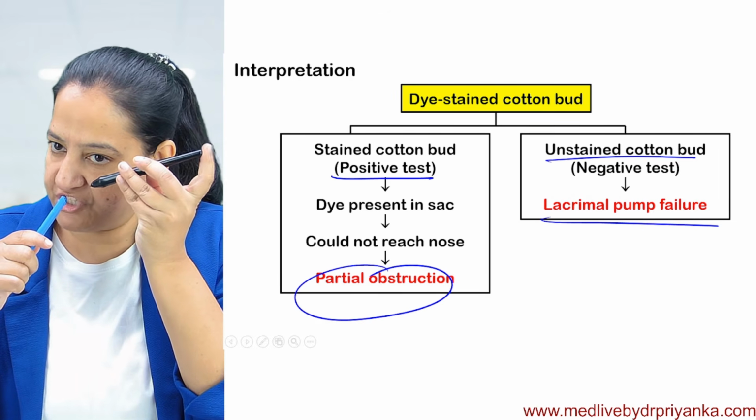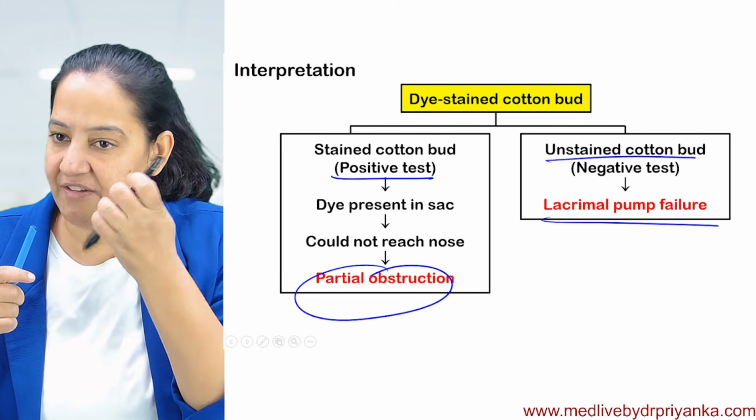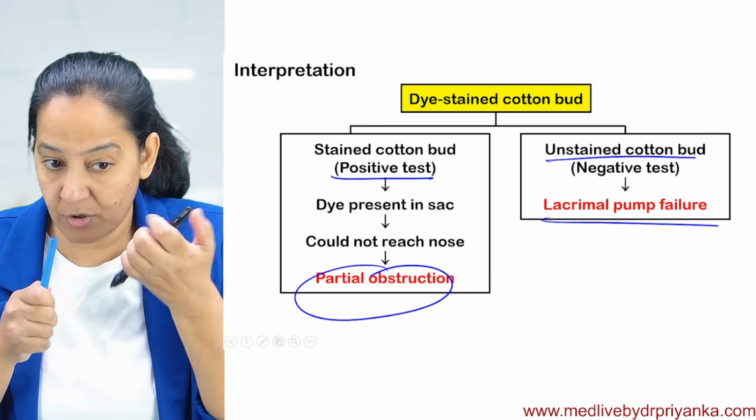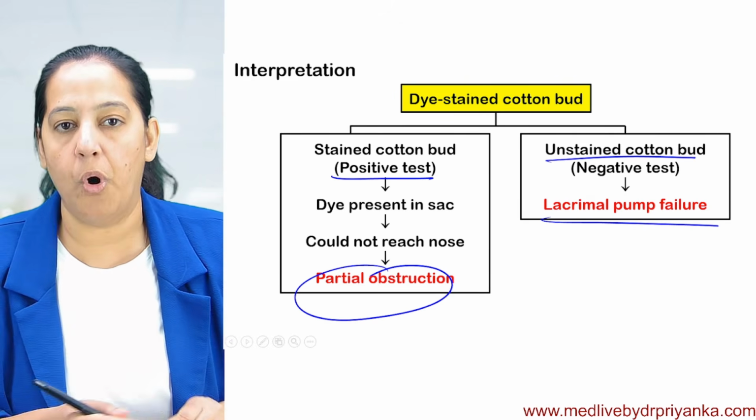I will put the saline with pressure and let's see now if it's staining or not. If there is partial obstruction anywhere, with pressure I am putting the saline, it will move ahead and now it will stain. Even if it is not staining with the pressure, it indicates the lacrimal pump failure. So I hope you all got it.